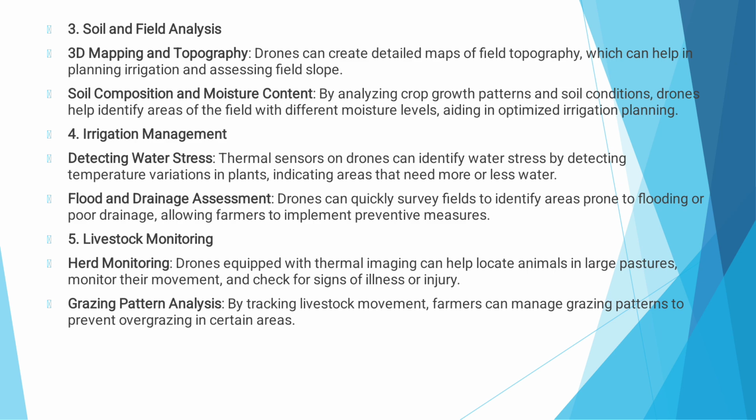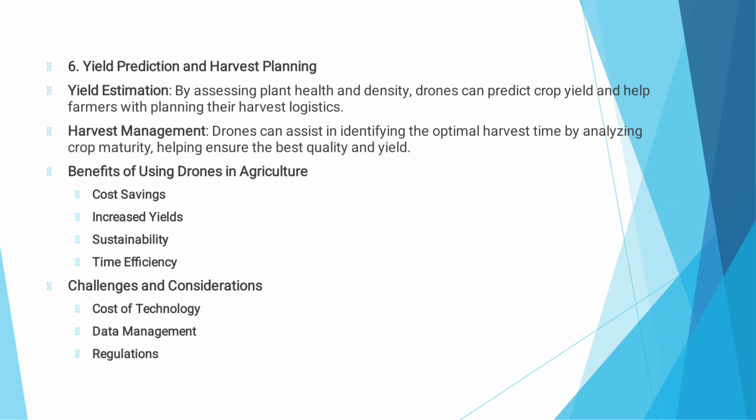Then livestock monitoring. Herd monitoring. Drones equipped with thermal imaging can help locate animals in large pastures, monitor their movement and check for signs of illness or injury. Then grazing pattern analysis. By tracking livestock movement, farmers can manage grazing patterns to prevent overgrazing in certain areas.